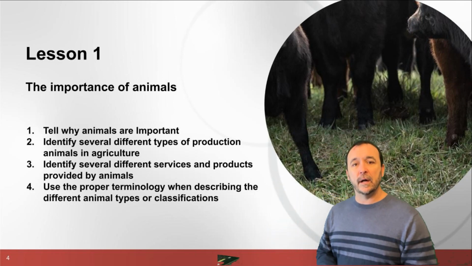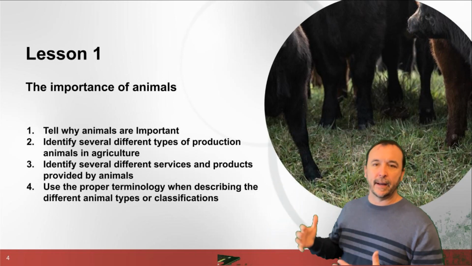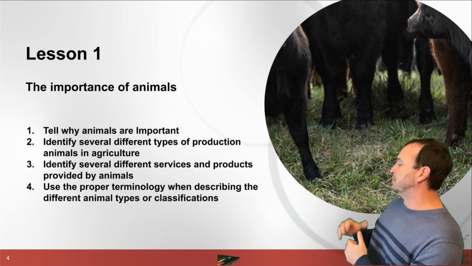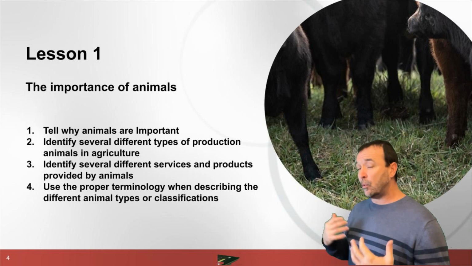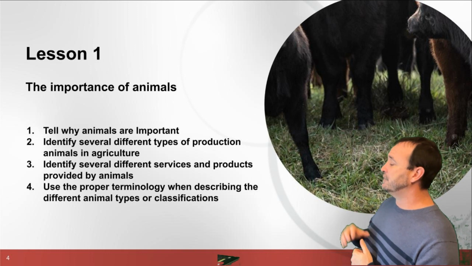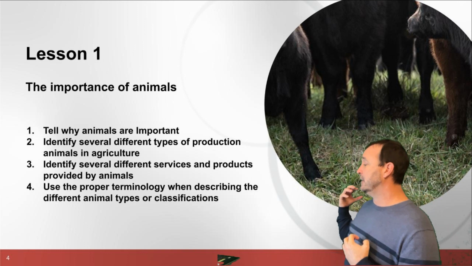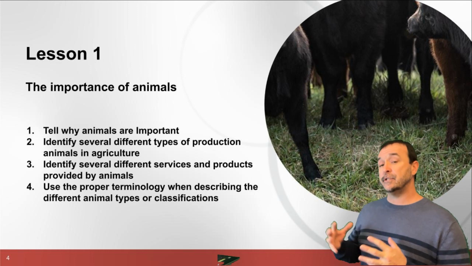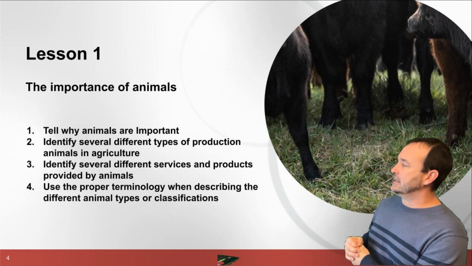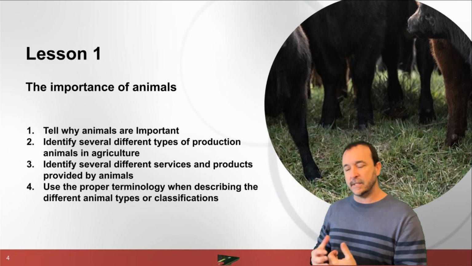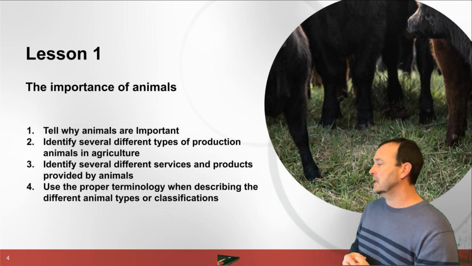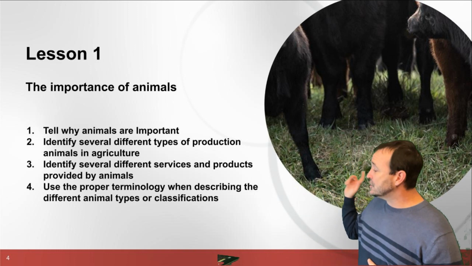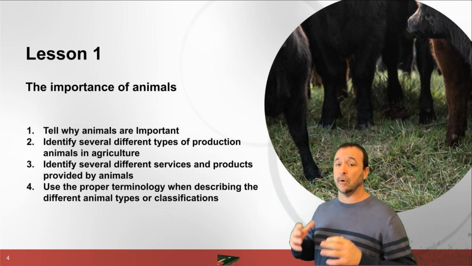So lesson number 1, we have 4 main learning targets, or I can statements. Explain why animals are important to us. Be able to identify and list several different types of production animals that are used in agriculture. Identify several products and services that are provided by animals. And finally, demonstrate proper terminology when describing the different animal types or classifications.